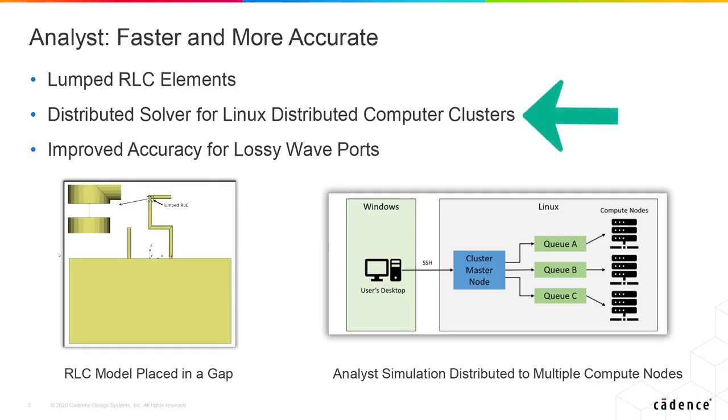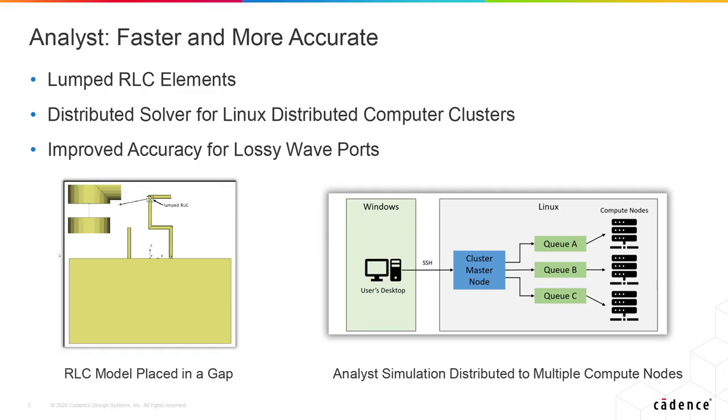In that spirit, Analyst, which has always run on Linux, now we can actually split the job up. One frequency, one layout, we can split that up into multiple solvers, multiple computers, and solve for the matrix in parallel. That is a huge improvement. We now can do problems of up to 100 million unknowns and more. So absolutely huge problems can be done in the Linux environment.